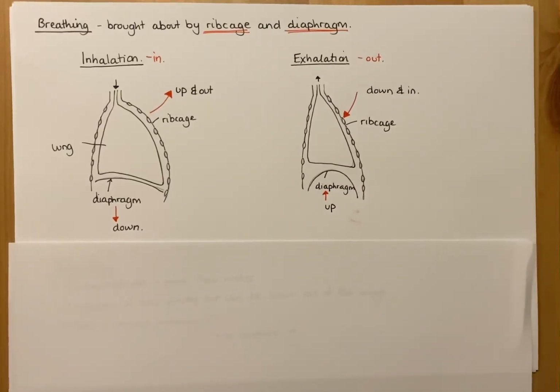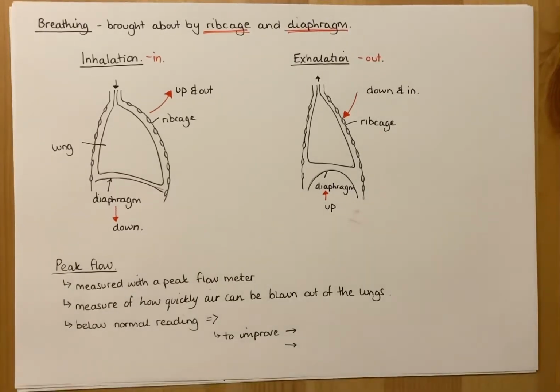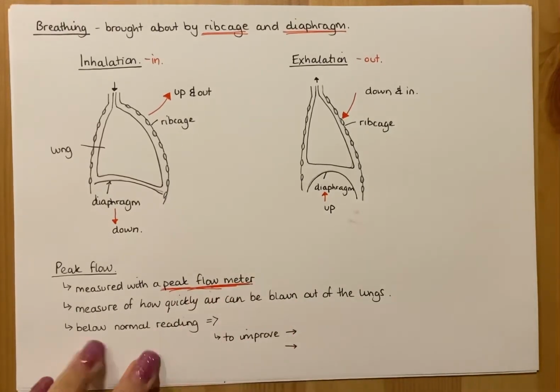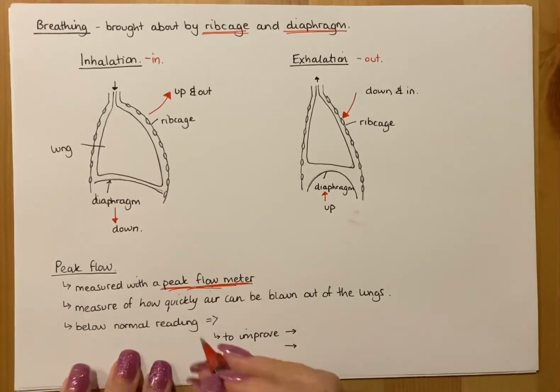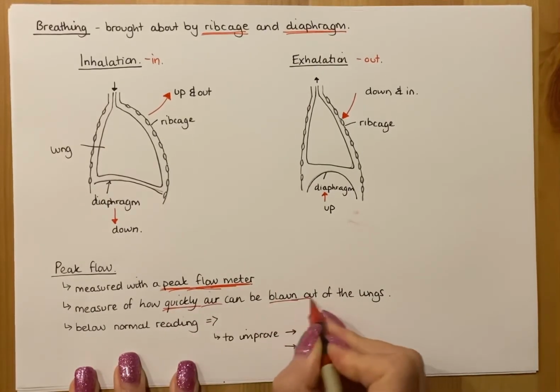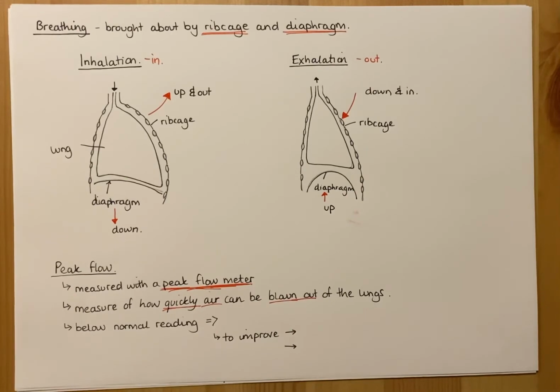Now the last part in your respiratory system notes is about peak flow. Now some of you might have tried a peak flow meter before, which is what we use to measure peak flow. Now peak flow is essentially how quickly air can be blown out the lungs. Okay, so that's when you would essentially do a really fast, sharp breath out.